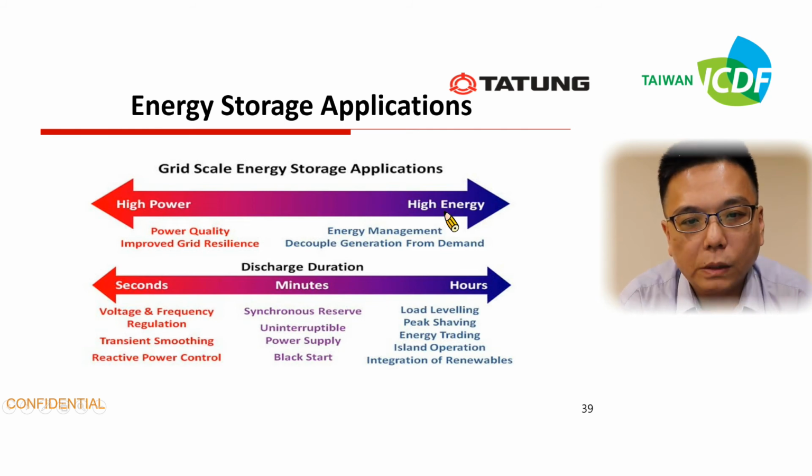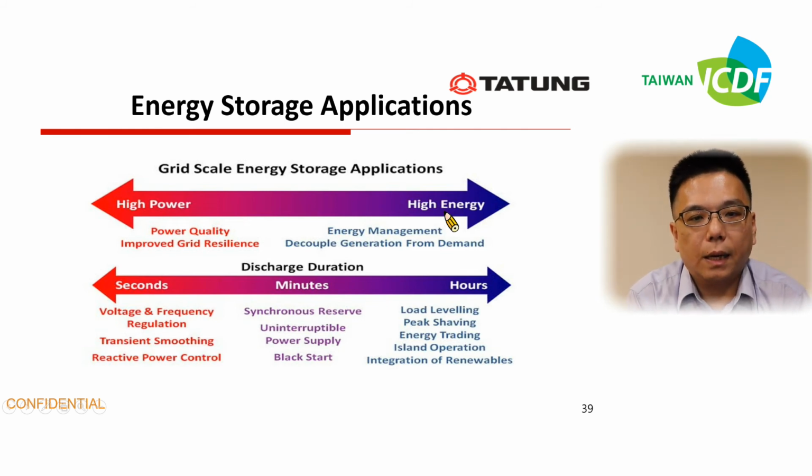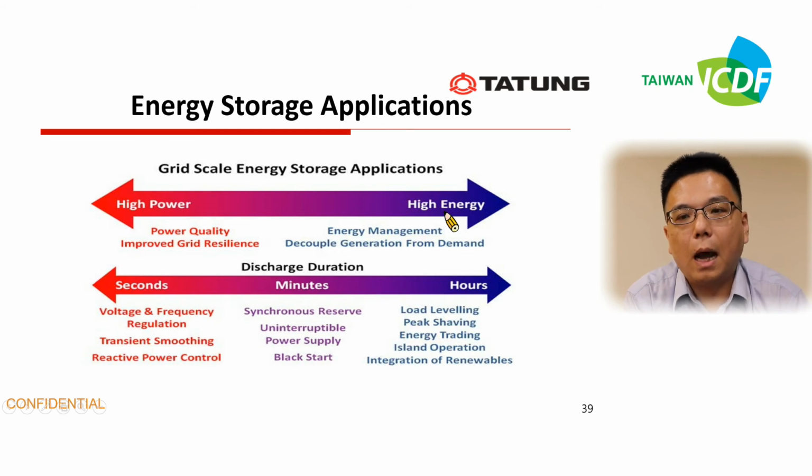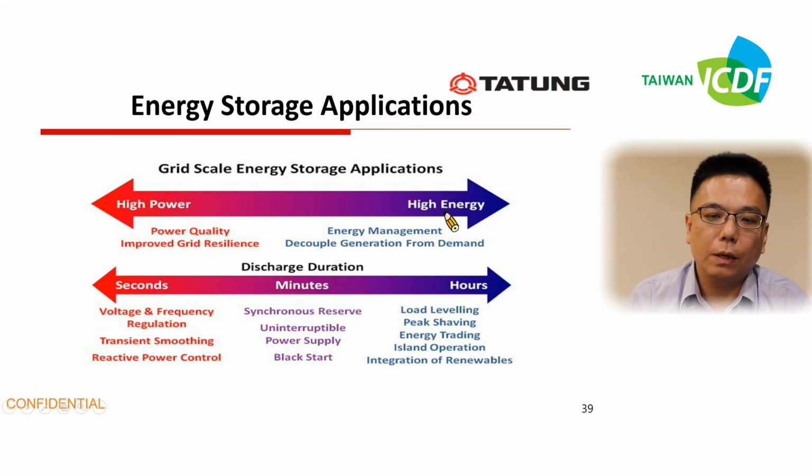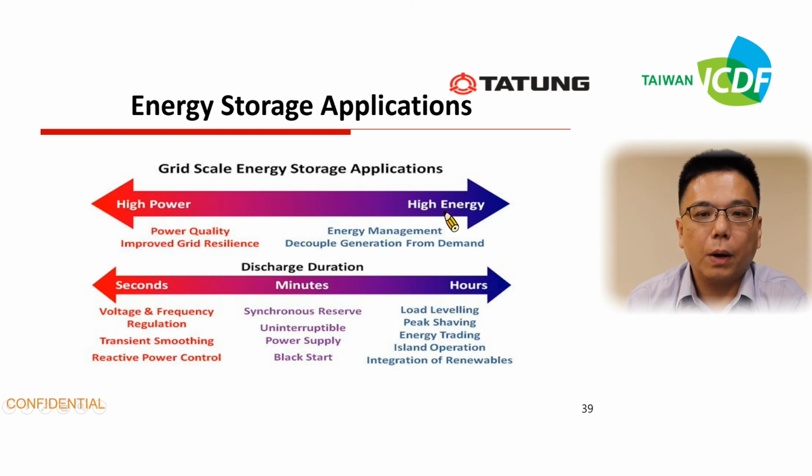If you use the minute scale, you can do synchronous reserve, interruption power supply, and backstop. And the hour scale is load leveling, peak shifting, energy trading, islanding operation, and the integration of renewable energy. So you can see on this page the battery system has a lot of applications to the grid, and you can use the different applications to make different business models.